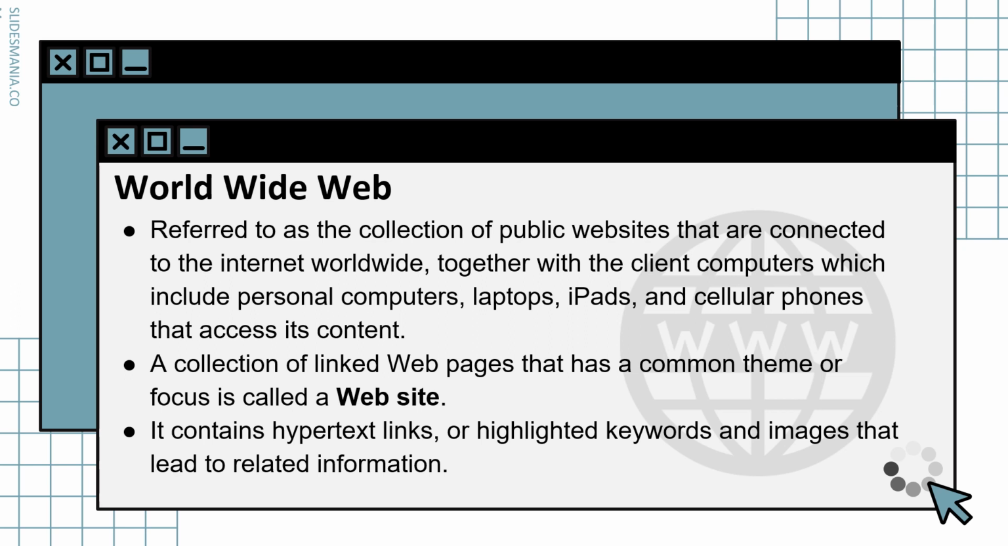Ayan. So, it contains hypertext links or highlighted keywords, images, pwede rin pong mga videos, sounds that lead to related information. So, meron po tayong tatlong types of site or web. Ito po yung Web 1.0, Web 2.0, and Web 3.0.